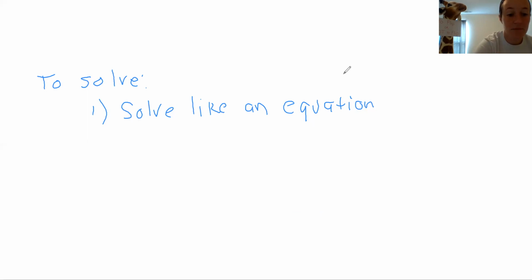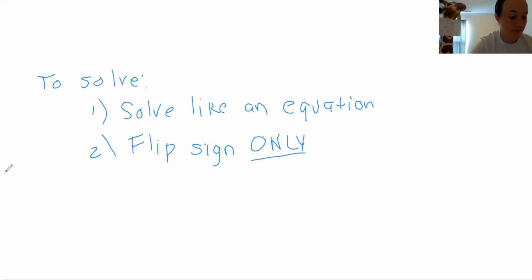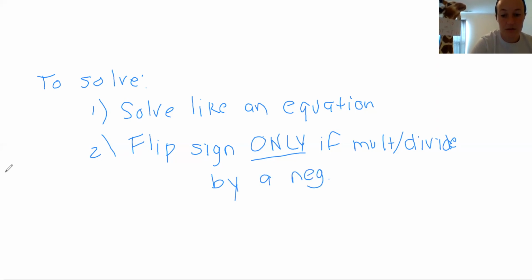The second step, and what Giraffe here is going to remind you guys of, is that we are going to flip the sign only if multiply or divide by a negative number. That is the only difference between solving equations and solving inequalities.